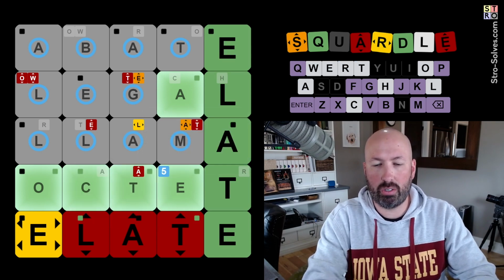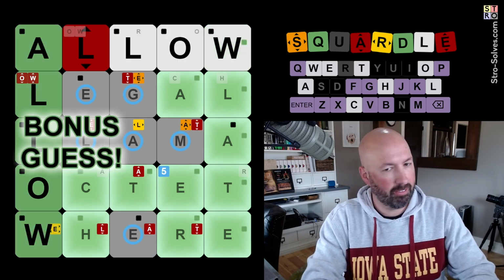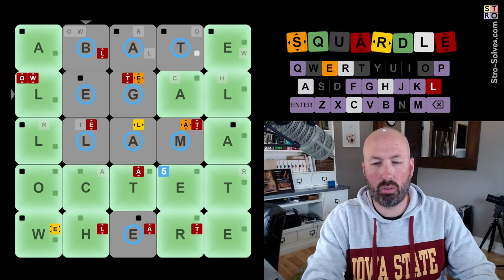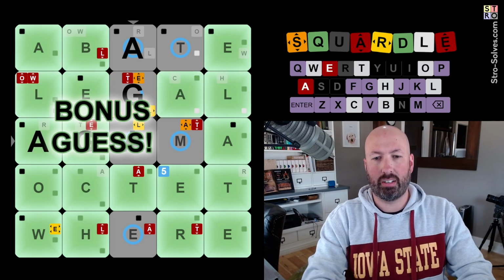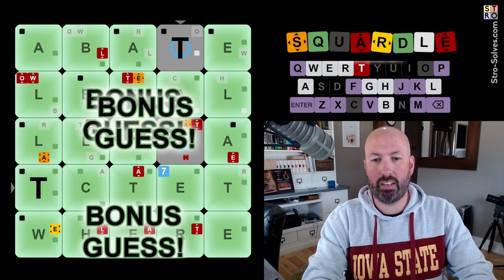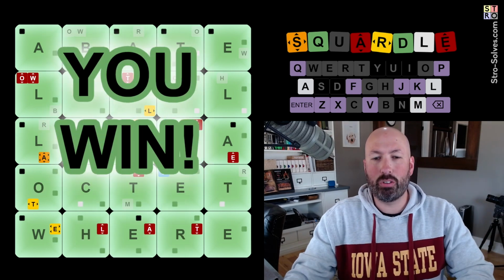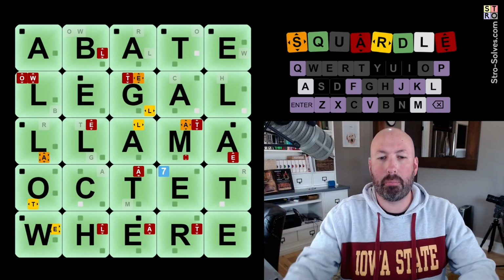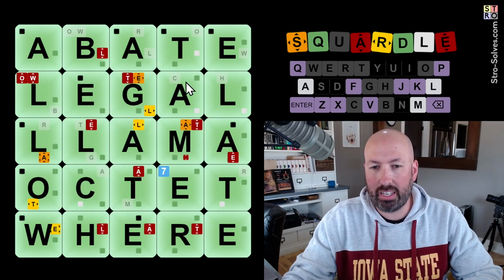So should we just do the columns? Allow. Belch, yeah, that's fine. Belch, a gate, and tamer, there we go. All right, cool. Well, like usual, a little slow at the beginning, and then it all kind of fell together. There you go: abate, legal, llama, octet, where, allow, belch, a gate, tamer, and elate.